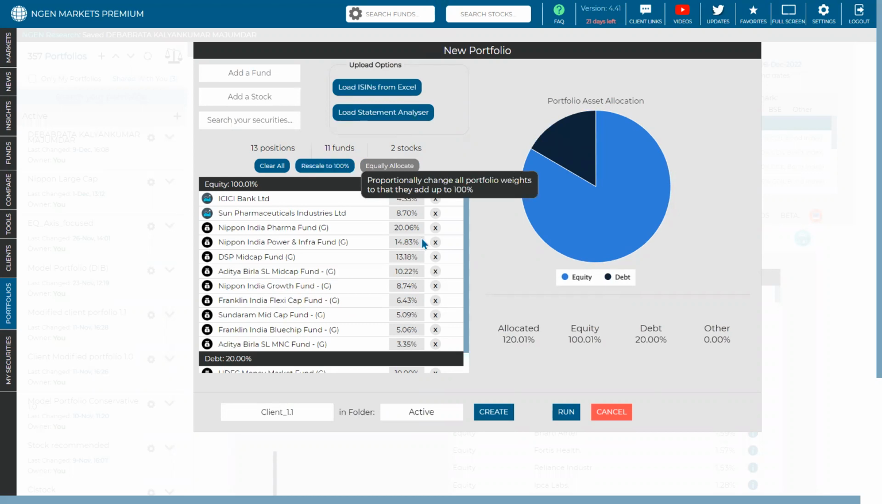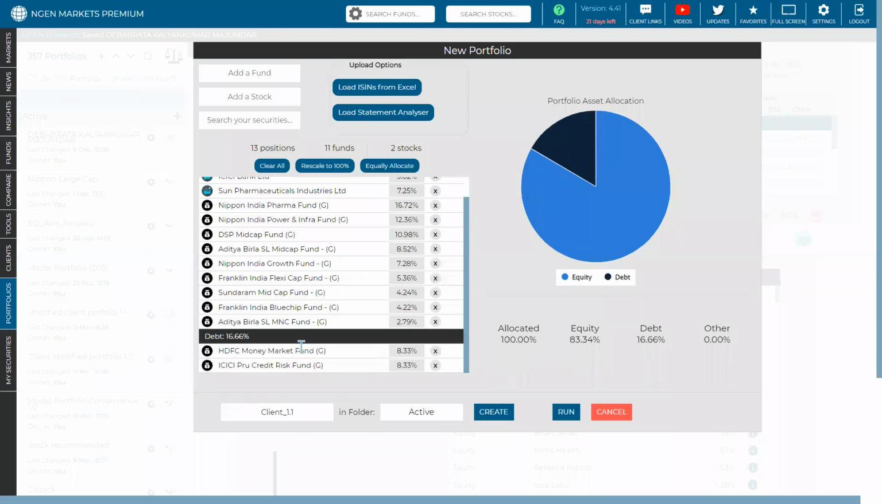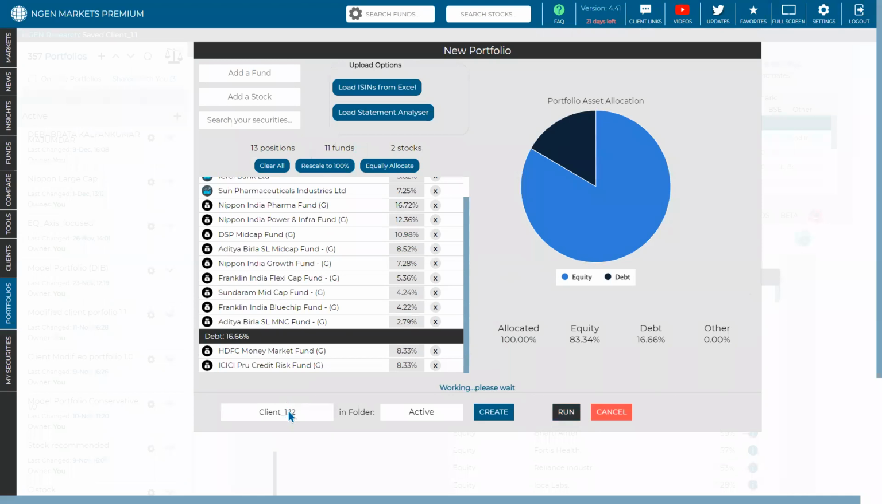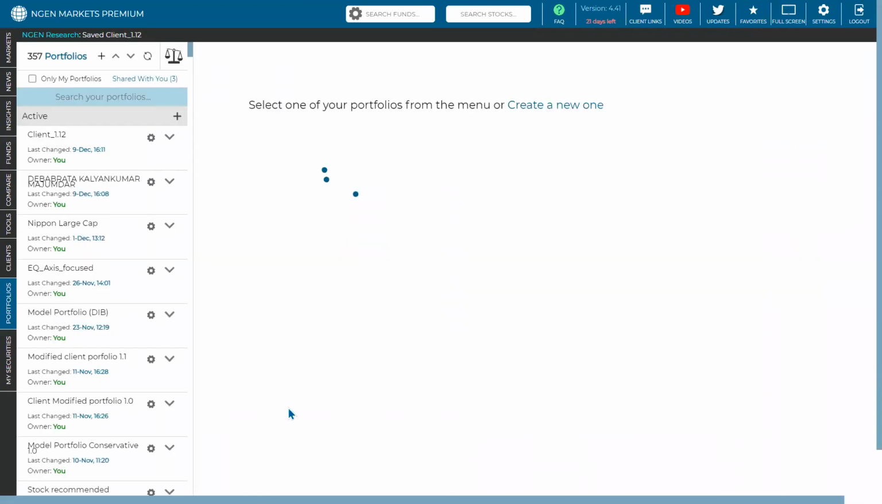Now I have a couple of direct equity exposures, exposure to the equity mutual funds, and exposure to the debt mutual fund as well. Now, if I create this and save it as a new portfolio, right? So I'll just save it. It gets saved as a new portfolio, and now I can run this client portfolio in the system, right? If I click run, you can see the client portfolio is onboarded into the system.